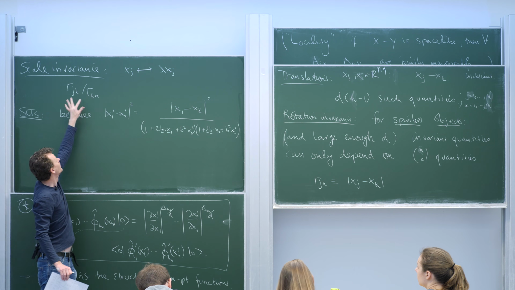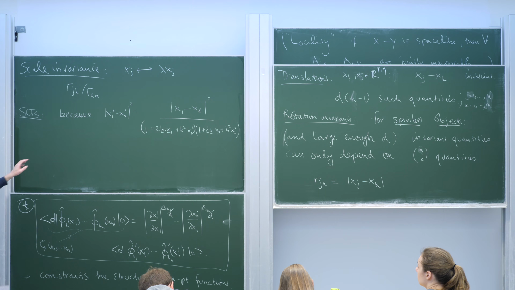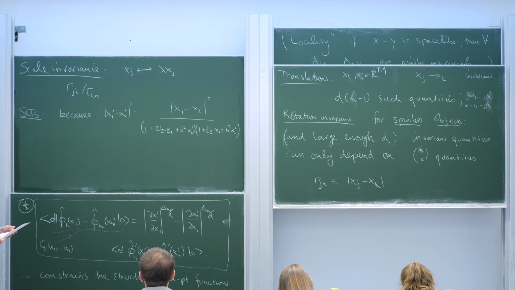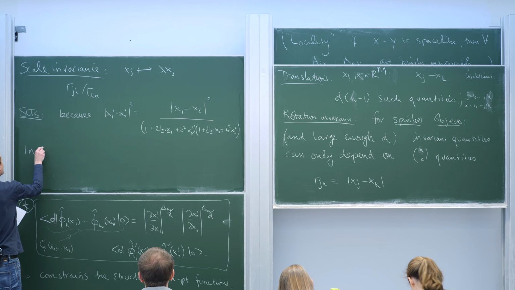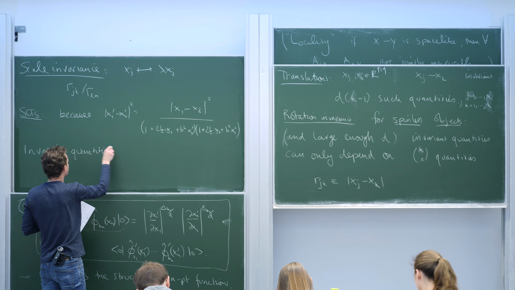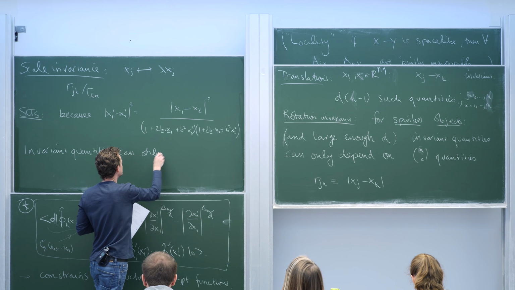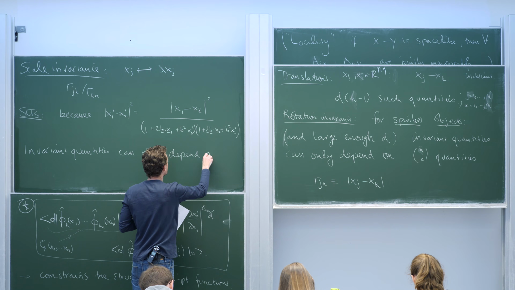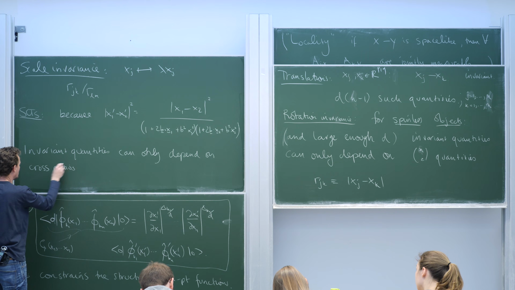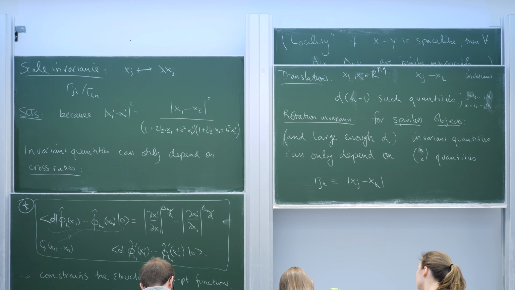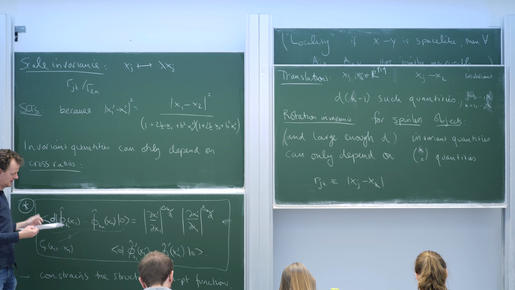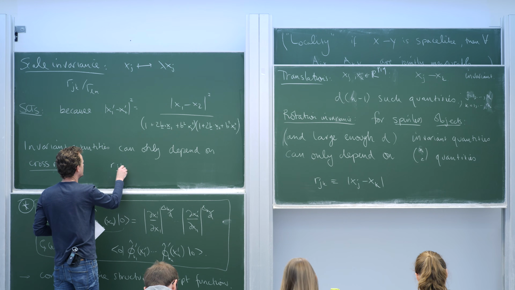So these ratios here transform in a nasty way under these special conformal transformations. And in fact, the only things that are left invariant, this is an exercise, the only things that are left invariant are products of these ratios, but very specific ones, namely so-called cross ratios.